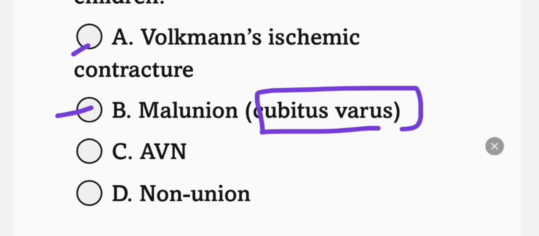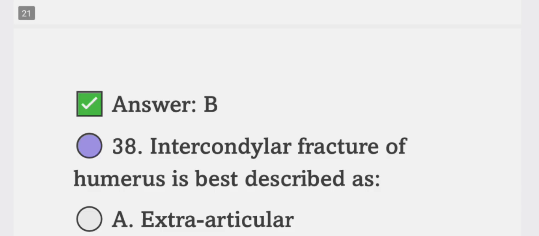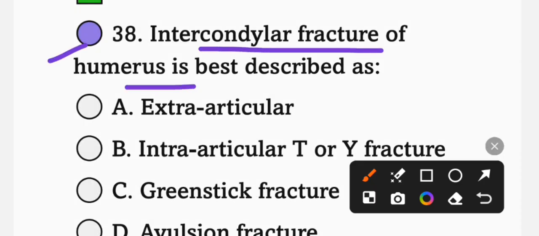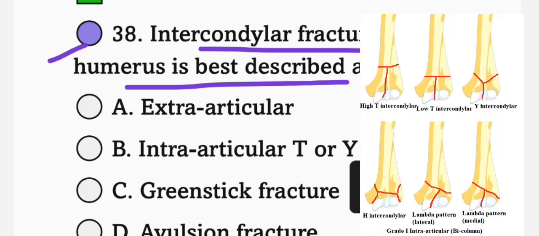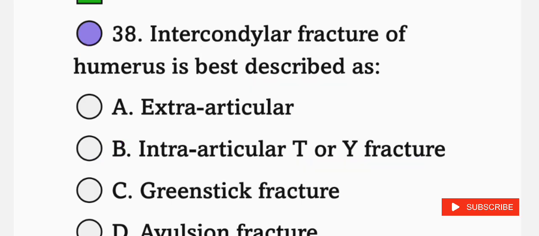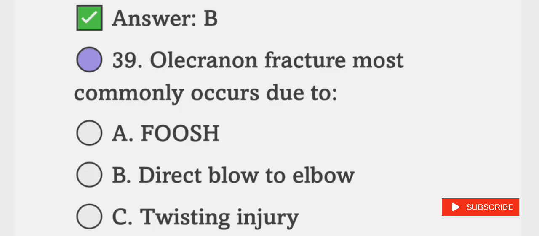Okay, so I think that is clear. Option B is the correct option. Now come to question 38. Intercondylar fractures of the humerus are best described as. An intercondylar fracture is a break of both condyles, and the joint is involved, so it looks like a T shape or a Y shape on X-rays. So option B is the correct option: intra-articular T or Y fractures. Intercondylar fractures are intra-articular, not extra-articular.